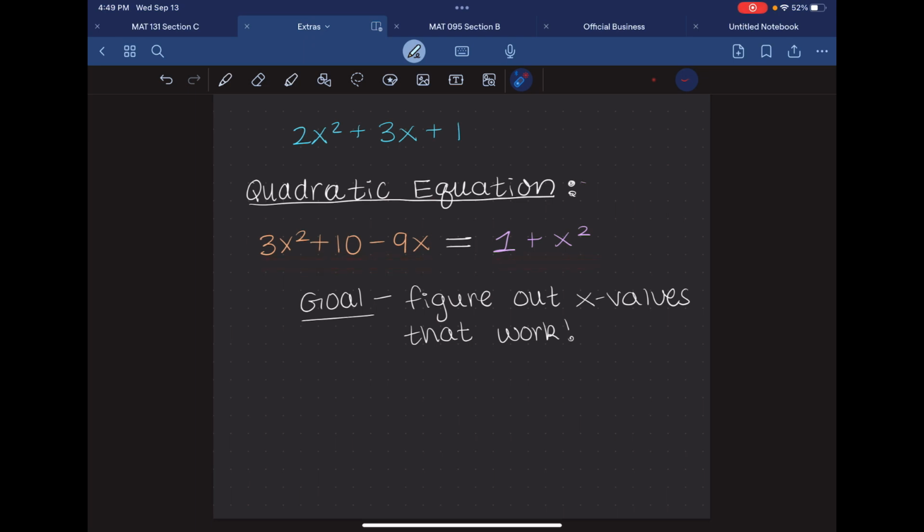And we could actually have a linear expression over here. And our goal is to figure out what x values work. So for what x does 3x squared plus 10 minus 9x equal 1 plus x squared?